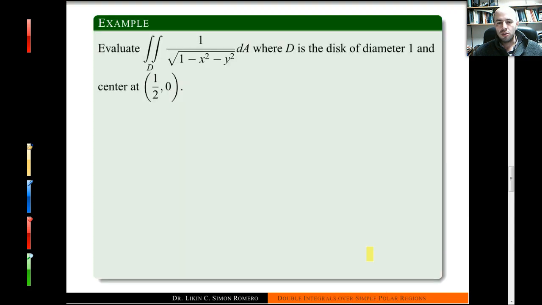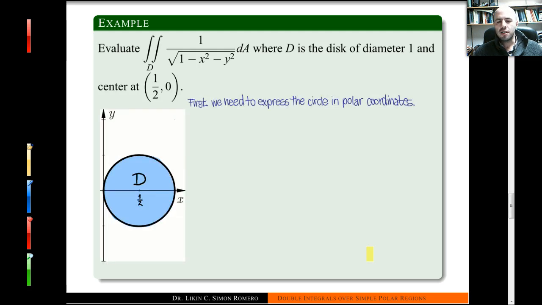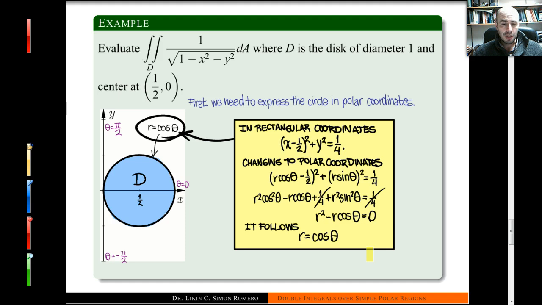But let me just turn to one example. That's the only thing that I want you to understand: how you can use this formula and how you can remember it in order to integrate something like this. First of all, we need to express this circle in polar coordinates. I picked this one in particular because it's not an obvious circle, and it's not that obvious that it is a simple region in polar coordinates.